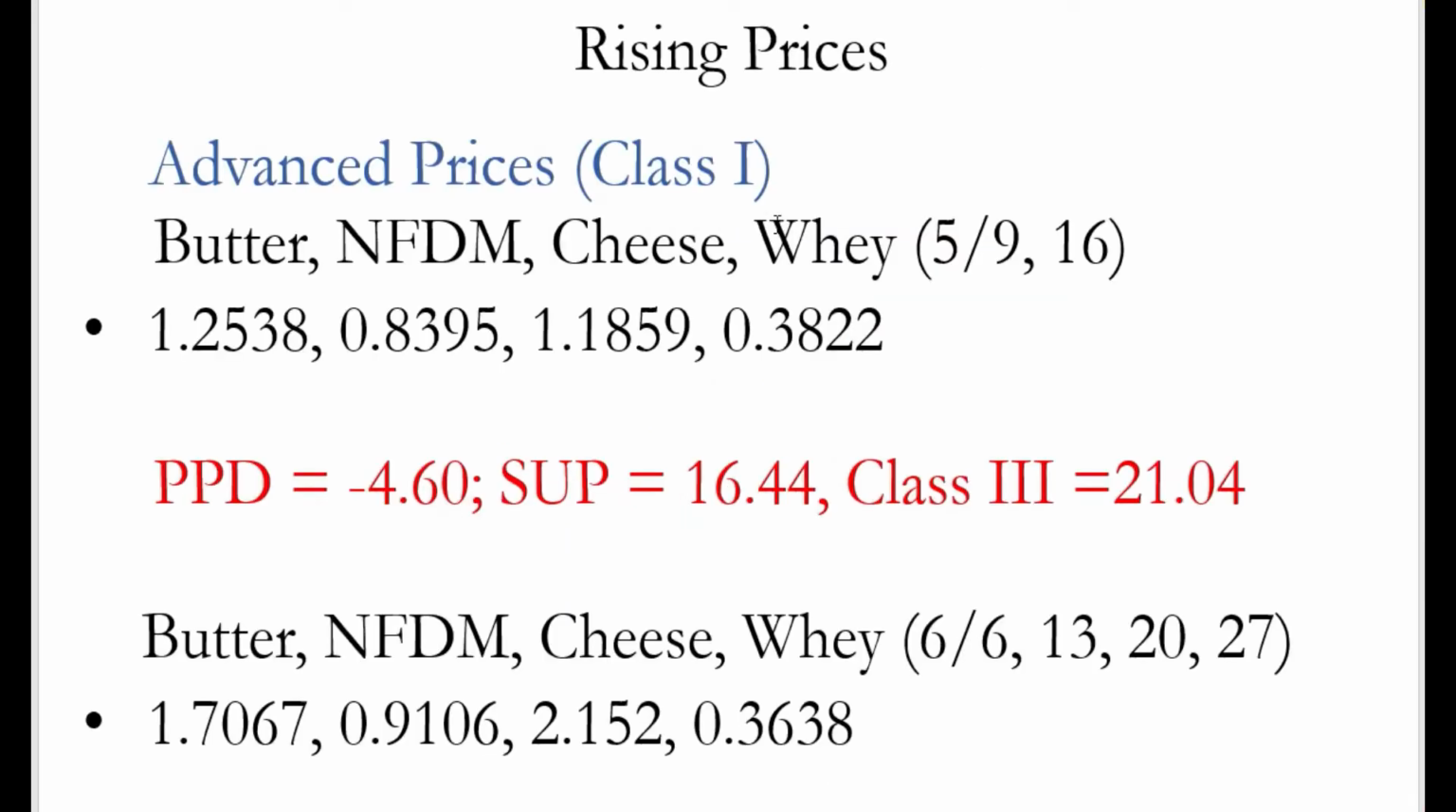If we look at exactly what happened, the advanced prices were set for butter, nonfat dry milk, cheese and whey for the weeks ending 5/9 and 5/16, and the class and component numbers were set for the 4 weeks in June. What happened is the nonfat dry milk came up, but more importantly, cheese came up significantly from $1.18 to $2.15, and whey went down just a little bit. As a consequence, we ended up with a statistical uniform price of $16.44 and a class 3 of $21.04, and since the class 3 was higher than the statistical uniform price, it had to have a negative $4.60 PPD.